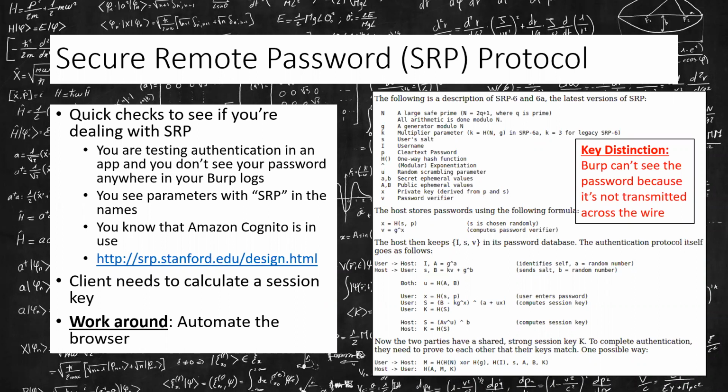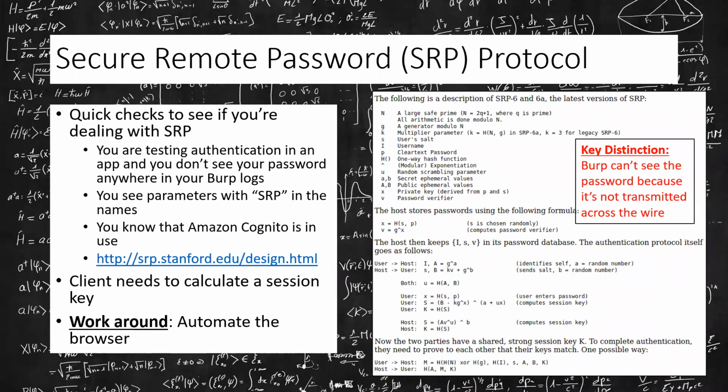As I said earlier, Cognito uses this protocol called Secure Remote Password Protocol. If you look at the picture on the right, that is a screenshot from Stanford University's website. I did a little bit of cursory research on the history of this protocol, and it looks like it might have started at Stanford. But the takeaway is, if you look at it, that's a breakdown of how SRP works. And the key distinction or takeaway is the password is not transmitted across the wire. So if Burp can't see the password, you can't mark the password payload in your Intruder attacks, which is a problem if you're trying to do brute forcing.